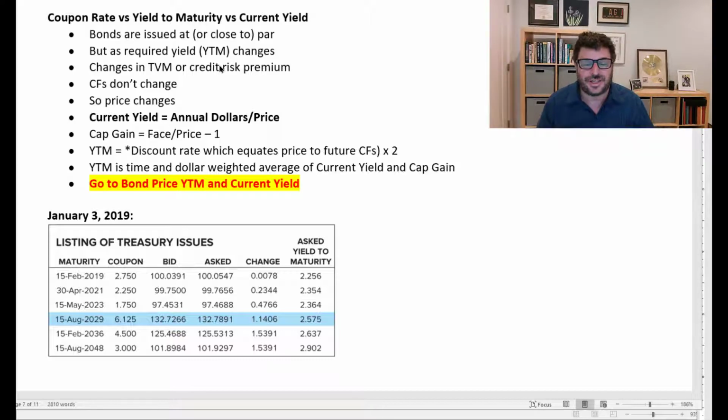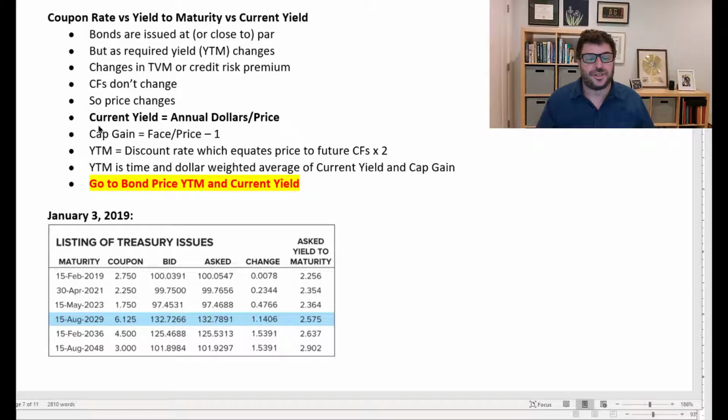The liquidity is likely not going to change. The market in which the bond trades and the structure of that market determines liquidity, and that is not likely to change over the life of the bond. So as the required yield changes, either due to changes in time value of money or credit risk, the cash flows don't change, but the price does.